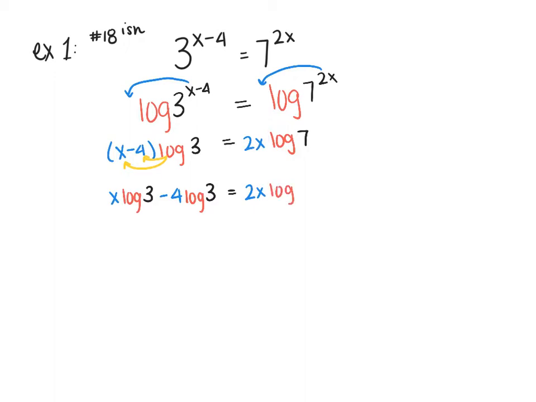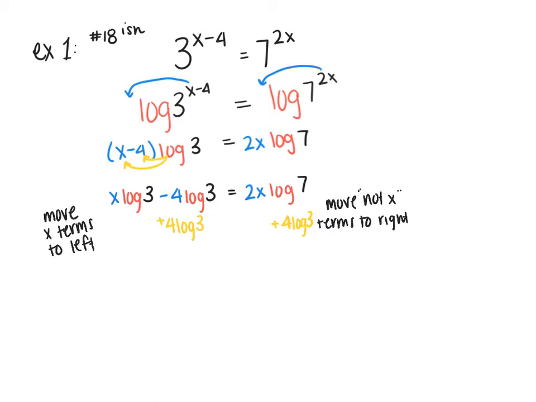Now I'm going to do several steps kind of in one. I want to take this thing, minus 4 log 3, and move it over here to the right, and I want to take this thing, 2x log 7, and move it over here to the left. And the reason is I want all the x's on the left and all the not x's on the right. So I'm going to just do that in one big motion.